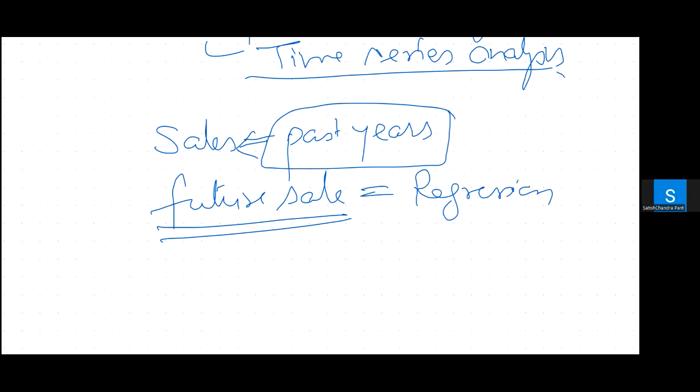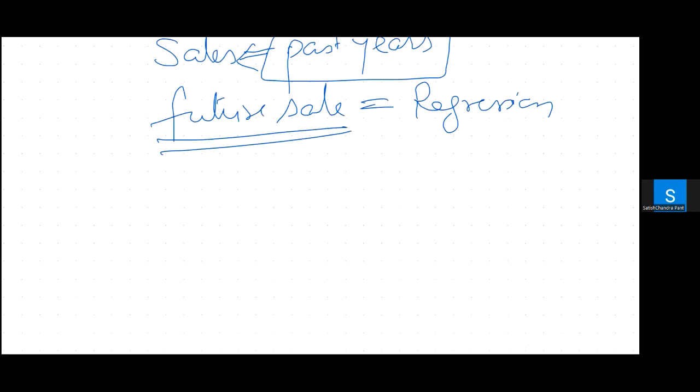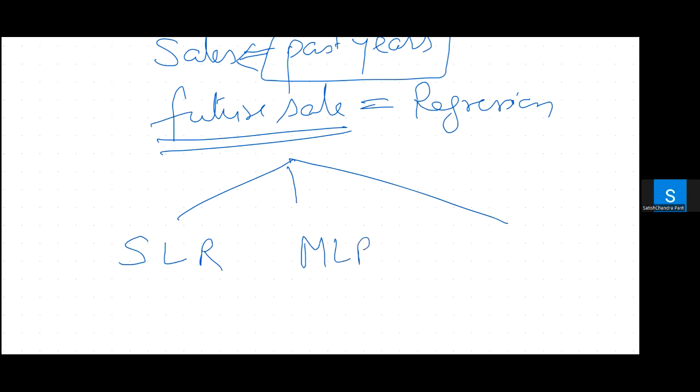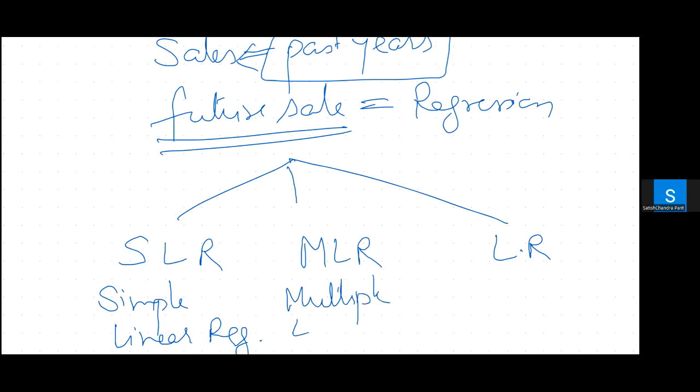Now let's try to understand different types of regression. Basically, regression is of three types. The first one is simple linear regression. The second one is multiple regression or multiple linear regression, and the third one is logistic regression.